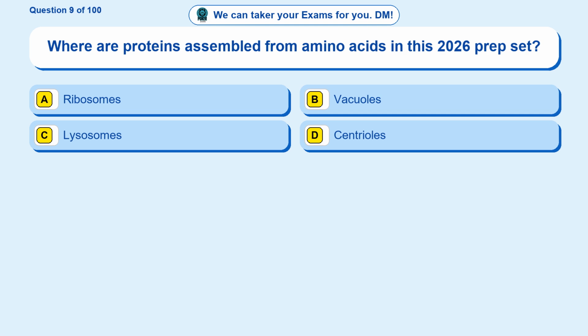Question 9. Where are proteins assembled from amino acids in this 2026 prep set? Option A, ribosomes. Option B, vacuoles. Option C, lysosomes. Option D, centrioles. The correct answer is option A, ribosomes.